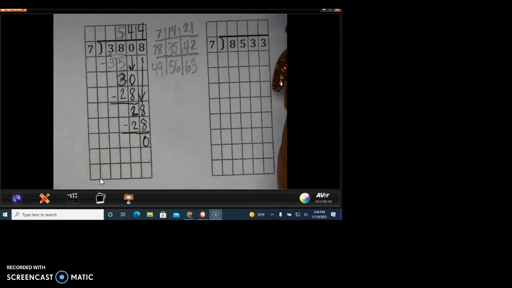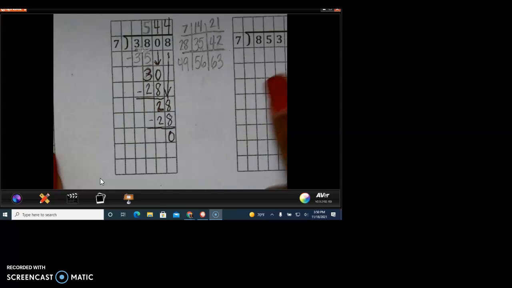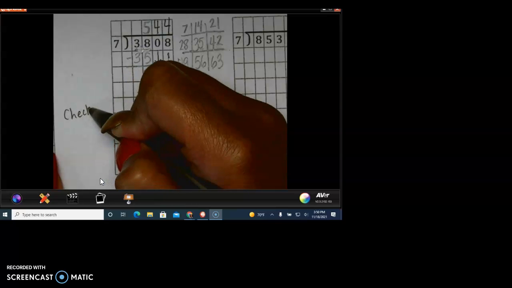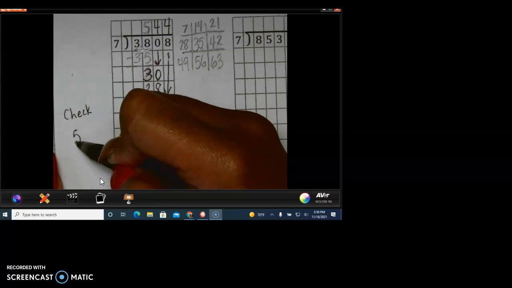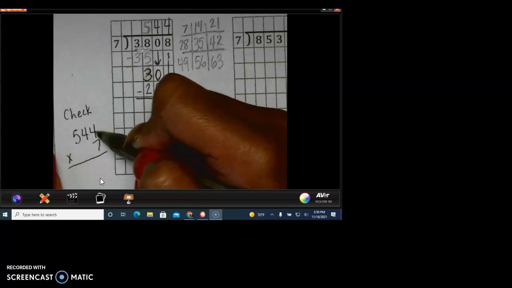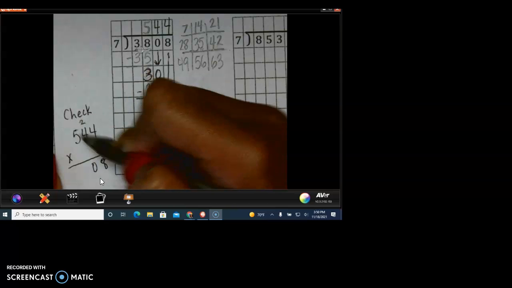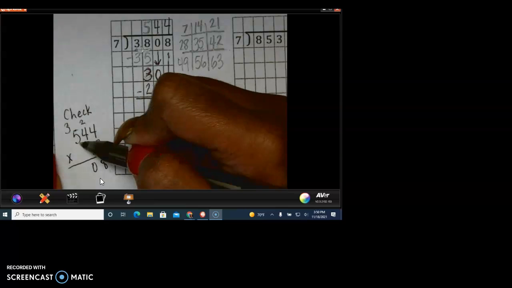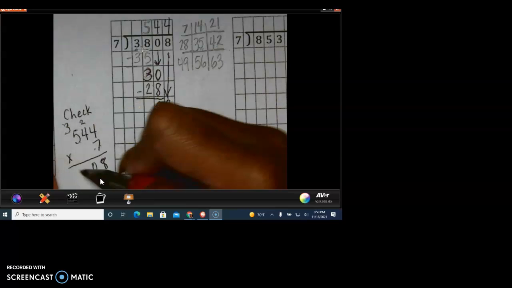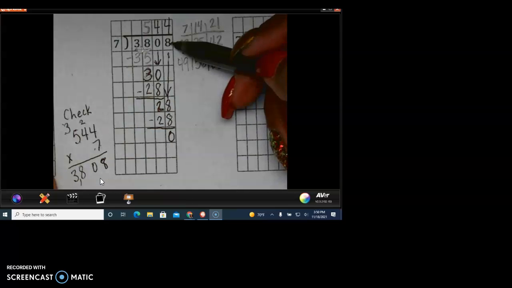Okay, now in order to check my work, I want to write that over here to this side. I'm not going to put that here because I need to solve the check work for this 8,000 number in this space. So here's my check work using multiplication. 544 times 7, 28, 28 again, 29, 30, 35, 36, 37, 38. 3,808, which is my original number that I started with here as my dividend.